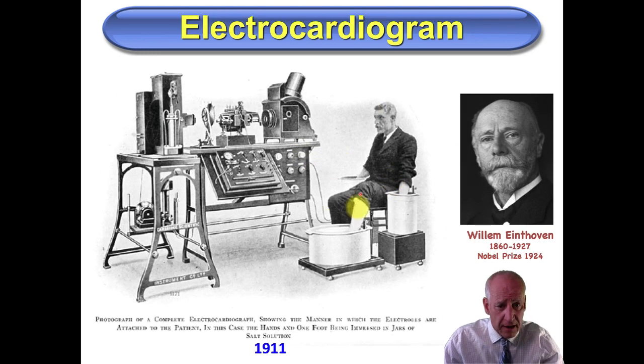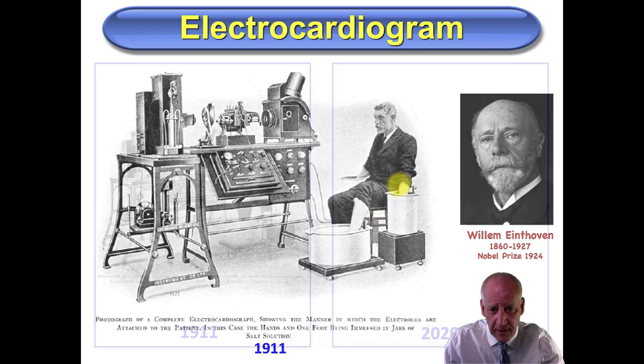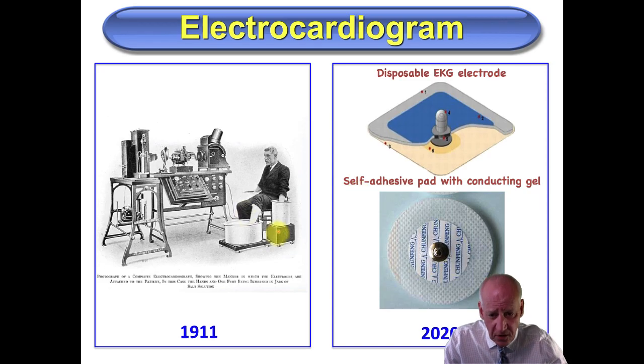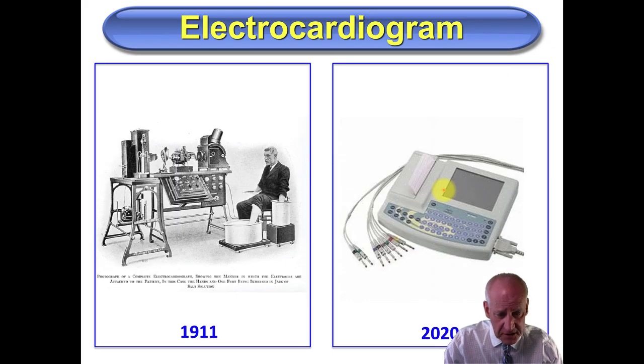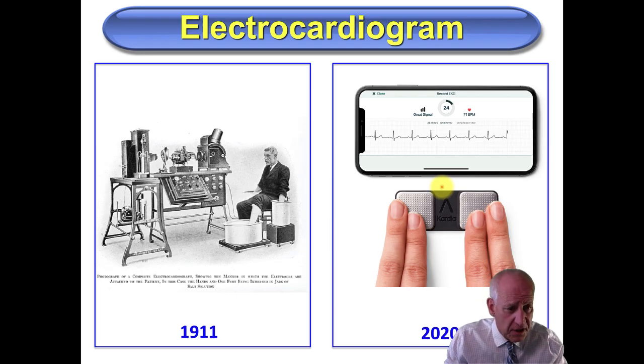So here is Einthoven, and he has his hands and feet in jars of a salty electrolyte solution. Nowadays, we don't use jars of electrolyte. We use disposable electrodes, which have a self-adhesive pad that has a silver chloride conducting gel that conducts between the electrode itself and the surface of the skin. And not only have we come a long way in the development of electrodes, but the EKG machines themselves now are far more modern, and they even have built-in algorithms that can analyze the waveform and predict pathologies. And you can even record an EKG on your iPhone now.